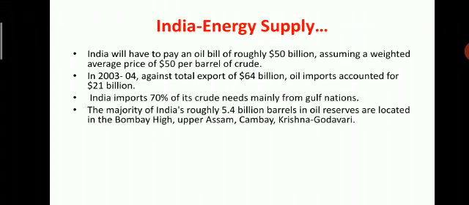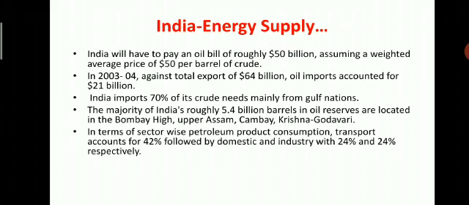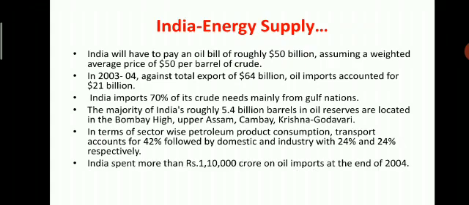Let us wait. India imports 70% of its crude needs mainly from Gulf nations. The majority of India's roughly 5.4 billion barrels in oil reserves are located in Bombay High, Upper Assam, Cambay, Krishna Godavari. So these are the oil reserve locations in India. In terms of sector-wise petroleum product consumption, transport accounts for 42%, followed by domestic and industry with 24% each. So approximately 24% is the consumption in domestic and industry, while 42% is consumed in transportation in India.